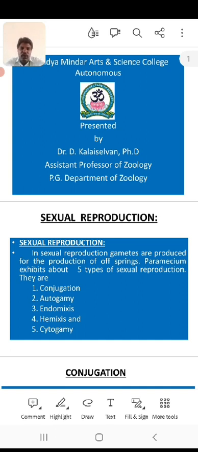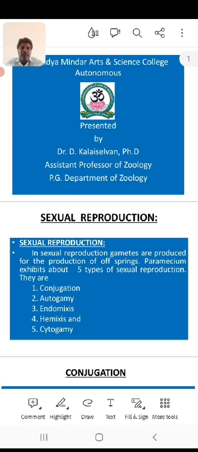Now we will discuss the sexual reproduction of Paramecium. First of all, what do we mean by sexual reproduction? In sexual reproduction, gametes are produced for the production of offspring. What do we mean by offspring? The offspring is the second generation or new generation.